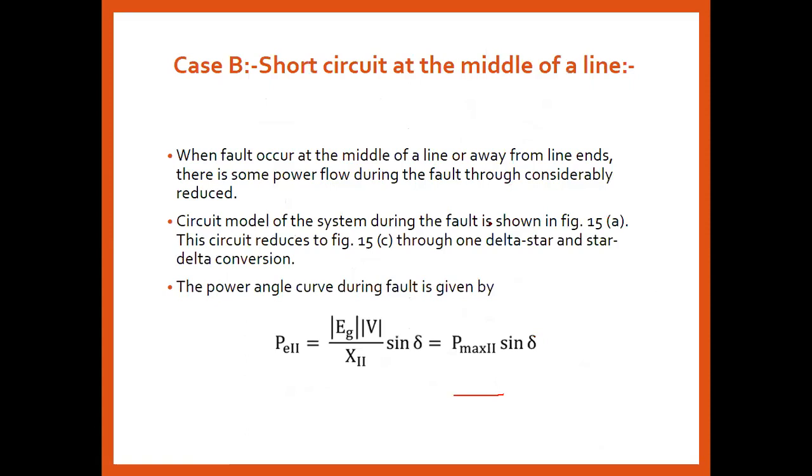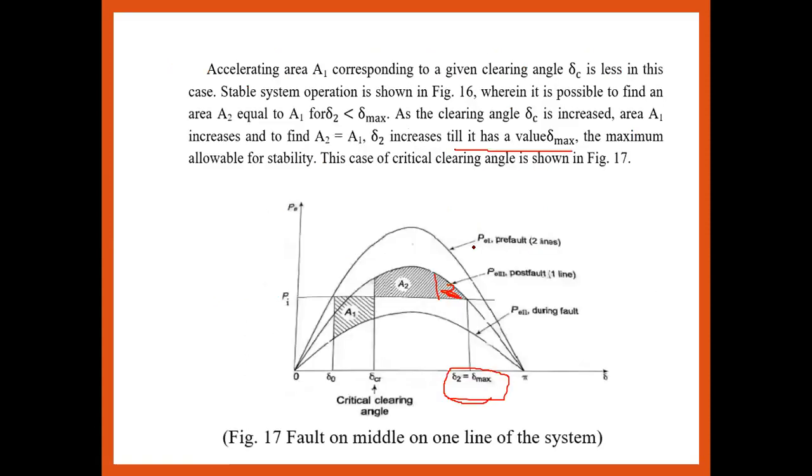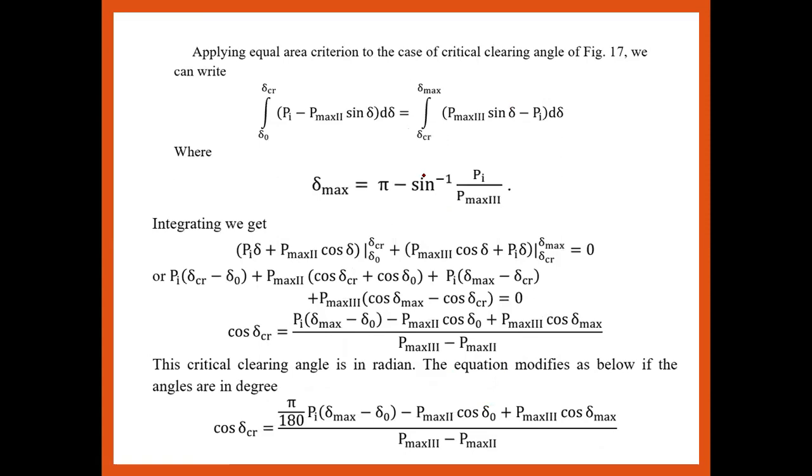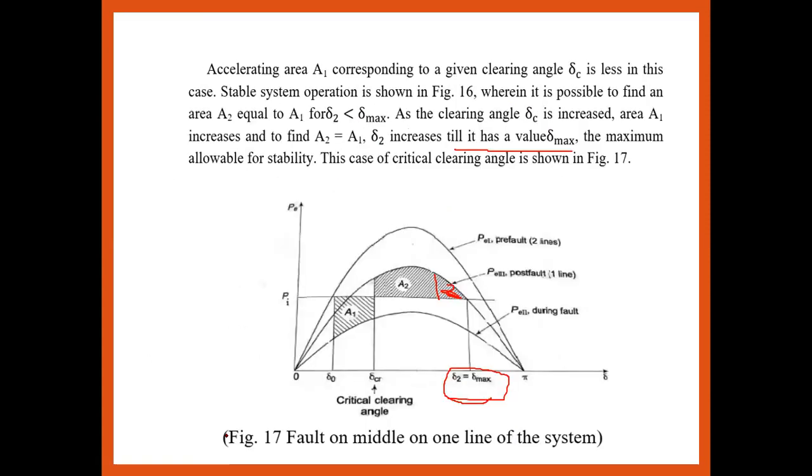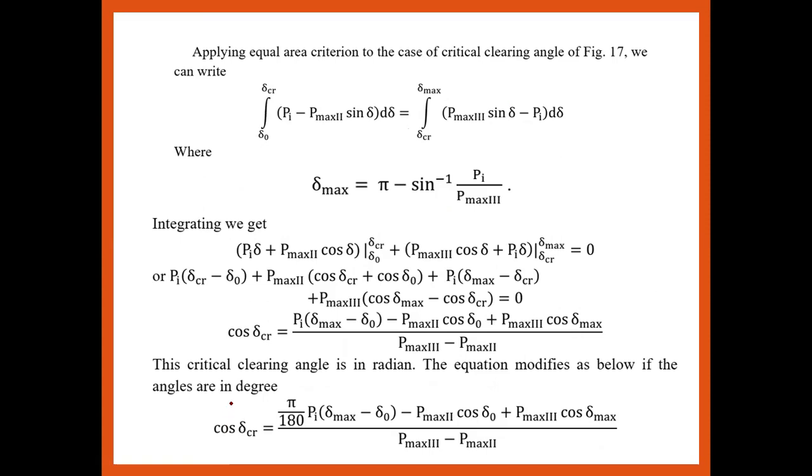at the middle end of that line. So for that case, we have to find out what the value of delta CR should be, that is the critical clearing angle. For the critical clearing angle, we have to write that A1 should be equal to what? A1 should be equal to A2 for the stability condition.